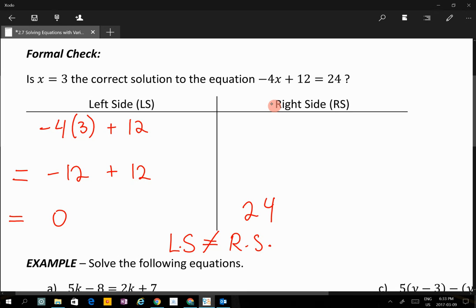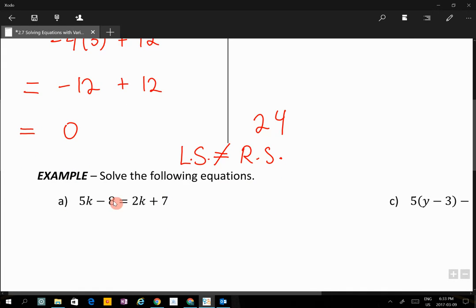So this is how you draw the not equal symbol: drawing an equal sign with a line struck through it. And so x equals 3 is not a solution to this equation. There might be other solutions that are correct, but x equals 3 is not one of them. So it's important to check your solutions after you solve the equation to see if your work was correct.